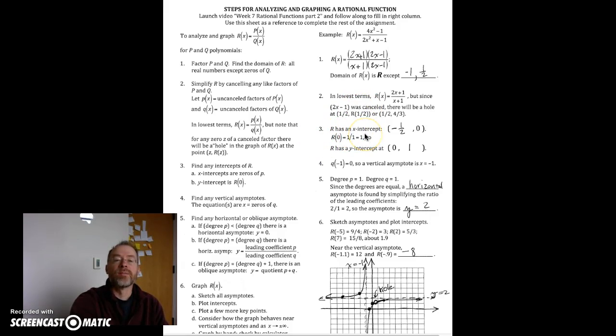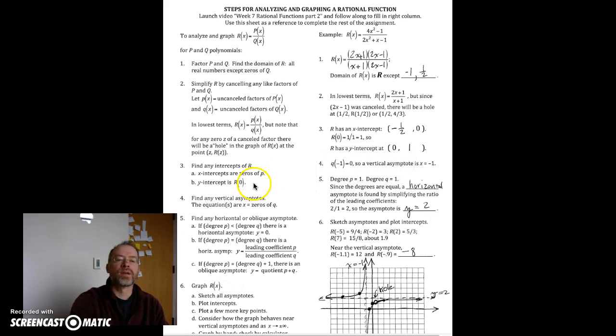Okay. Continue. Step 3. Find intercepts. R has an x-intercept where the entire function is 0. That's where the numerator is 0. Set 2x plus 1 equals 0. You get negative 1/2. So (negative 1/2, 0) is an x-intercept. There's a y-intercept when you plug in 0 for x. So I'm just putting in 0 for x right here. 2 times 0 plus 1 over 0 plus 1 is 1 over 1 is 1. (0, 1) is a y-intercept.